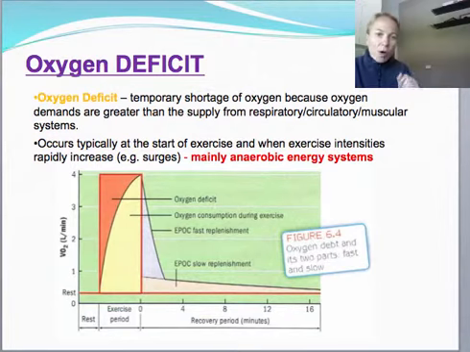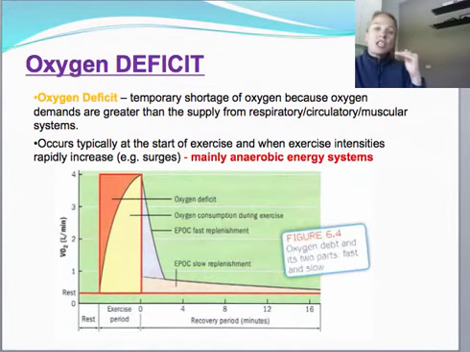As you can see from the graph, the orange section is the oxygen deficit. That's where the body is in shortage. When politicians talk about the national deficit, it means that we're in shortage of money, so they generally put taxes up.